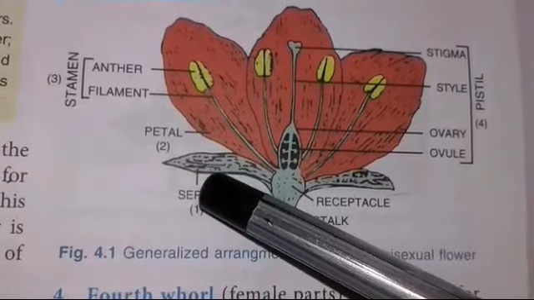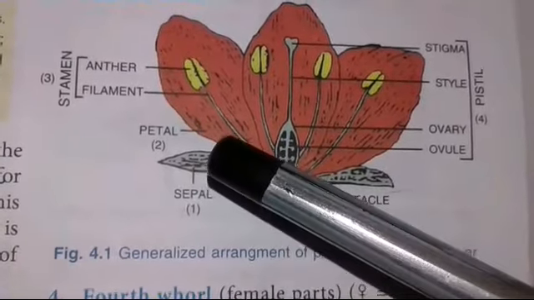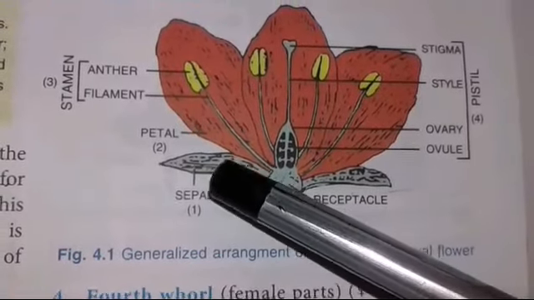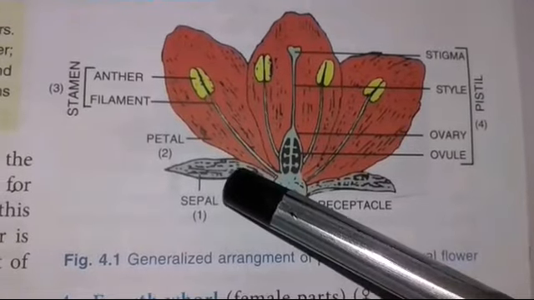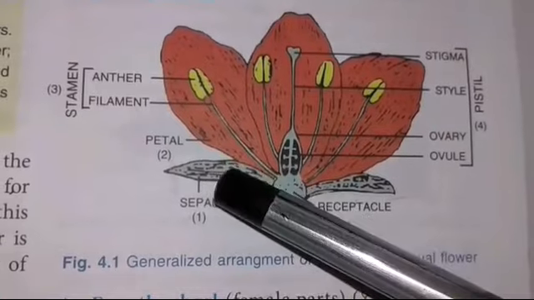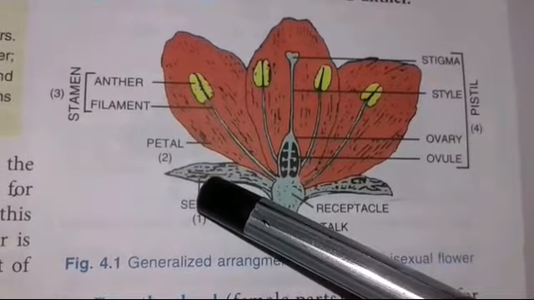Sepals are generally green in color. They sometimes perform photosynthesis and they provide protection to the flower during the bud stage. All the individual members grouped together form the calyx.